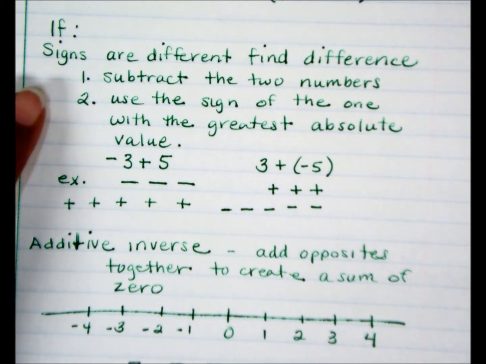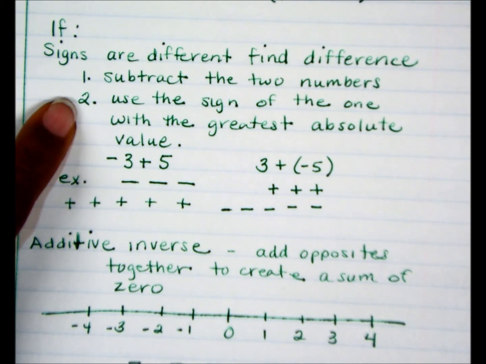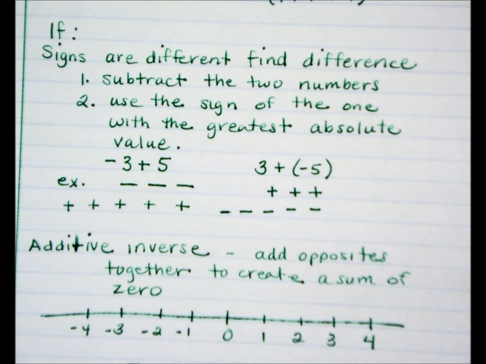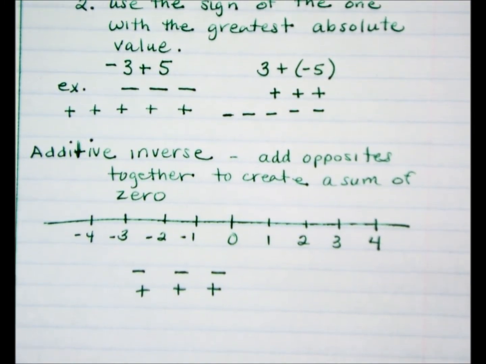There are 2 steps to that. First, you're going to subtract the 2 numbers from one another, just like you would subtract any time. The smaller number from the larger number, without thinking about the signs that are with them. Then you're going to use the sign of the one with the greatest absolute value. Now, what we're doing is called the additive inverse. So I'm going to review that with you first before we go back and solve those 2 problems.